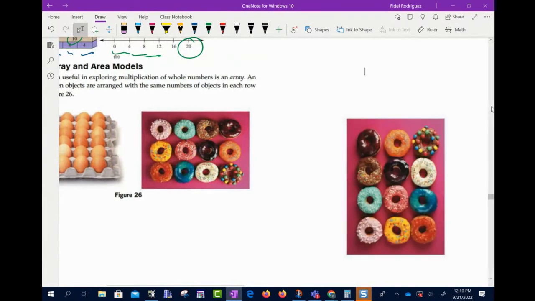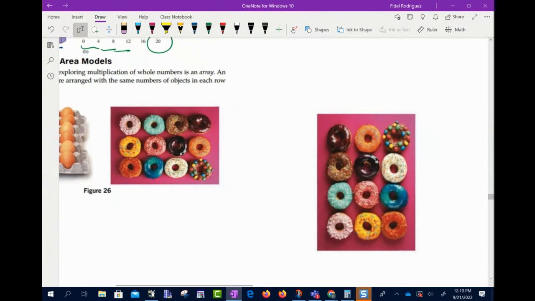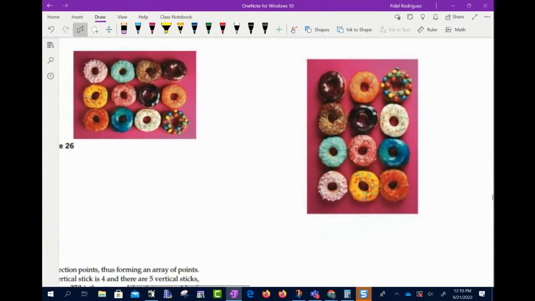There we go. As a kid in elementary school, I don't remember what grade I was in, but I remember that when I looked at this kind of picture, my teacher, I think her name was Mrs. Gano, was showing me how to do this. She was like, let's see how many donuts we have. She would say, there's 1, 2, 3, 4, 5, 6, 7, 8, 9, 10, 11, 12. So we have a total of 12 donuts.